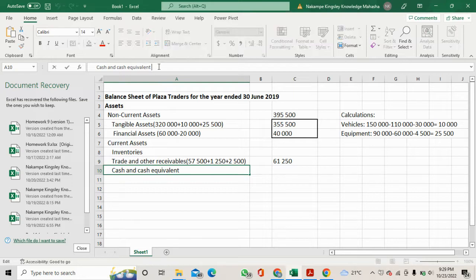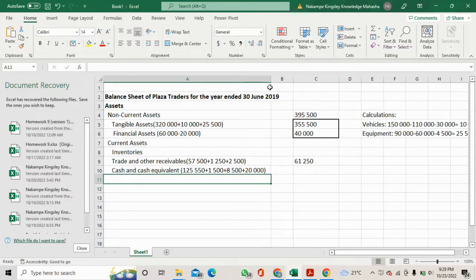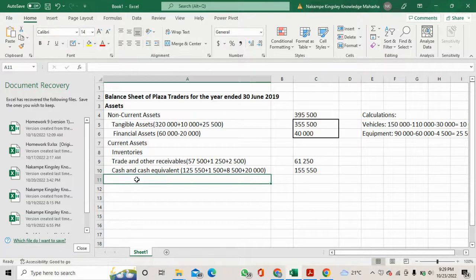So I hope you are following, guys, because this question was nice. 125,550 plus 1,500 plus 8,500 plus the 20,000 of the short-term loan. After adding all these amounts, we're going to have an amount of 155,550.